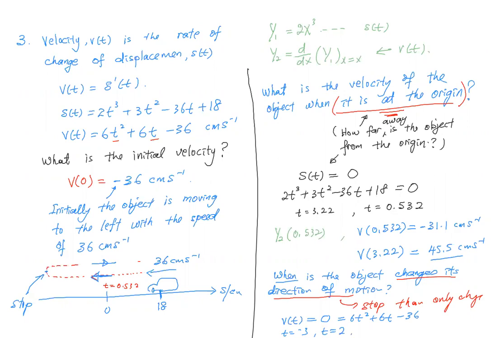But we know that time cannot be negative, correct? T must be greater than 0. Therefore, T equal to 2. Okay, whoever wants to screenshot, better screenshot now.